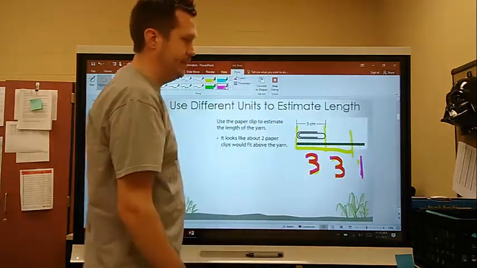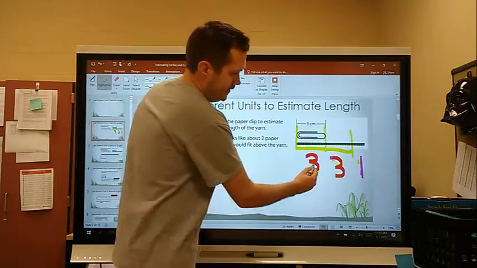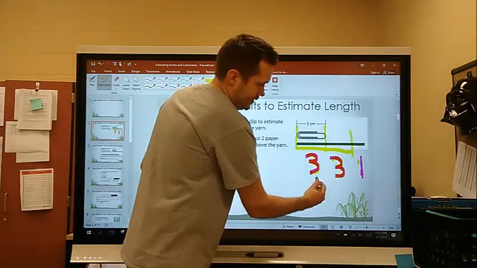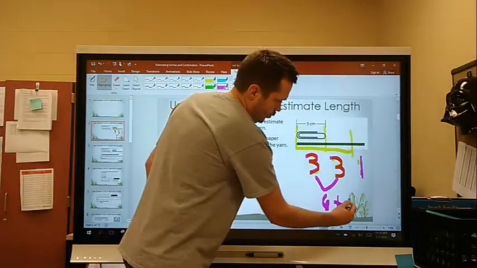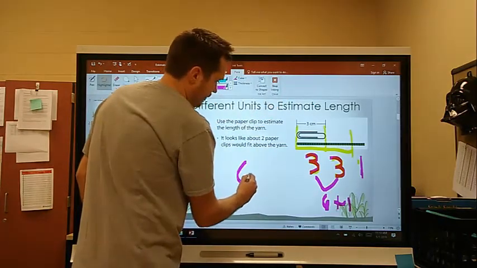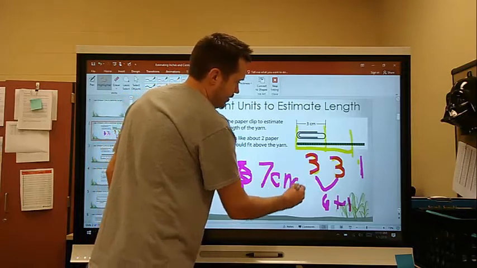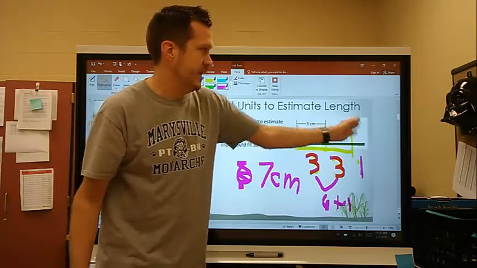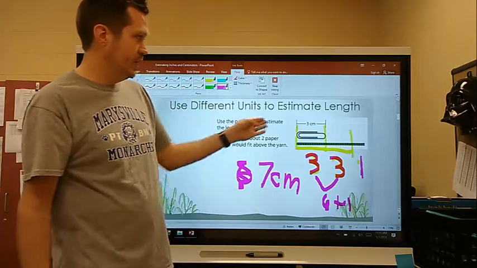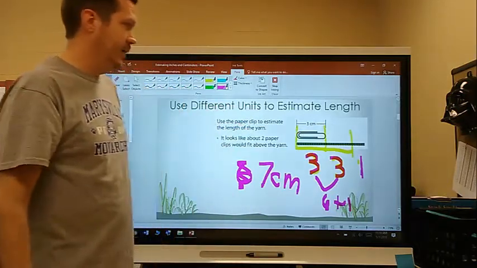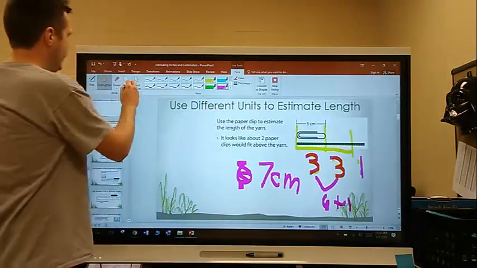So I'm estimating that this is 3, 3, which is 6, plus 1, which I'm going to estimate that it is 7 centimeters. This is about 7 centimeters. I can use estimation to figure that out. I can actually check it, though, as well.